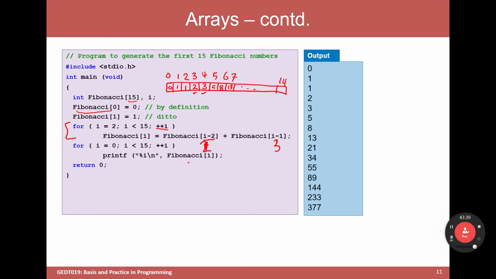And then what is this one doing? The second loop goes from element number 0 to element number 15. Print what? Print on the screen those elements. Print this element as integer. So it will print element number 0, element number 1, element number 2, element number 3, 4, 5, 6, 7, 8, 9, 10, 11, 12, 13, 14. So this is what we call the Fibonacci sequence. I hope this one is clear.